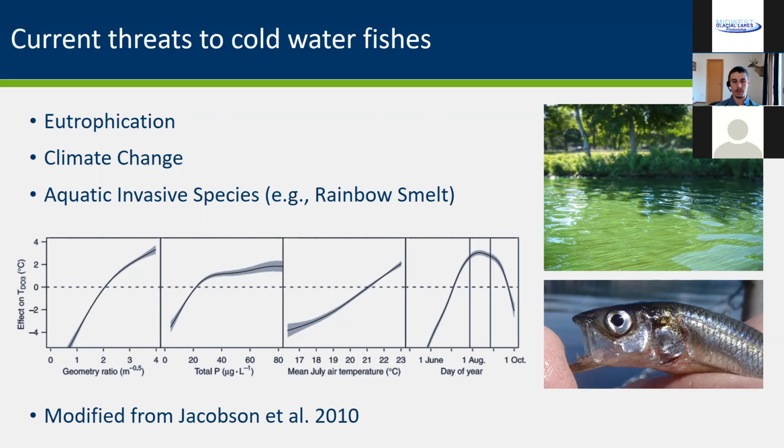The plot shown here is modified from Jacobson et al. 2010, and it illustrates the effects of several variables, including total phosphorus and mean July air temperature on TDO3. Increases in both variables are related to increases in TDO3. Aquatic invasive species such as rainbow smelt can also negatively affect lake trout, lake whitefish, and Cisco, as they have been documented to prey on larval cold water fishes, directly compete for food resources, and create thiamine deficiencies in species that feed on them.